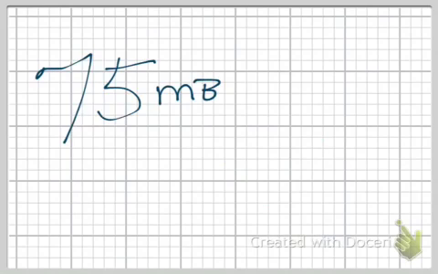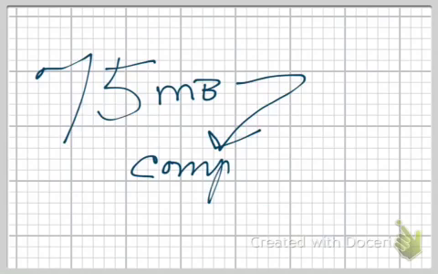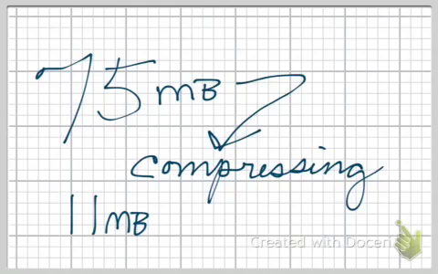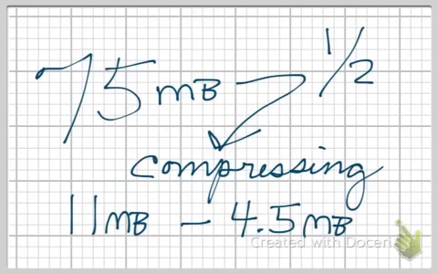So we started out with a video that was 75 megabytes in size, and by compressing the video in software such as Windows Live Movie Maker or iMovie, you can conceivably get it down to 11 megabytes. That's good. Or maybe even 4 or 4.5 megabytes, which would be almost 1/20th the size of the original video.